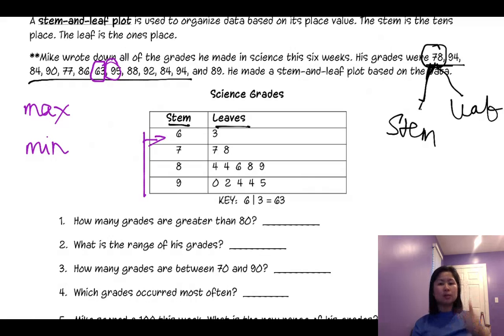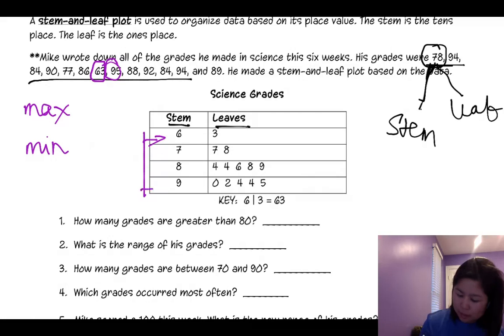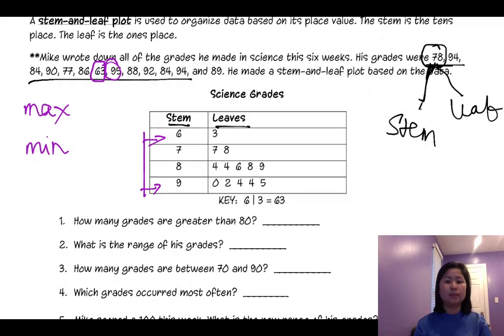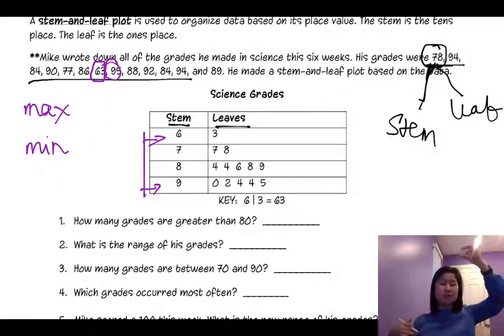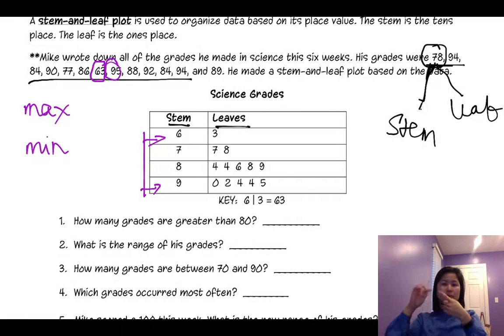The highest one is 95. So that's why my highest value is 9, because that's the tens digit that I'm looking at. I'm not looking at the ones. So that's how I create the stem. Look for the highest and the lowest. Okay, so I go from 63 all the way to 90. So I'm thinking about the tens: 6, 7. So 60, 70, 80, and 90.